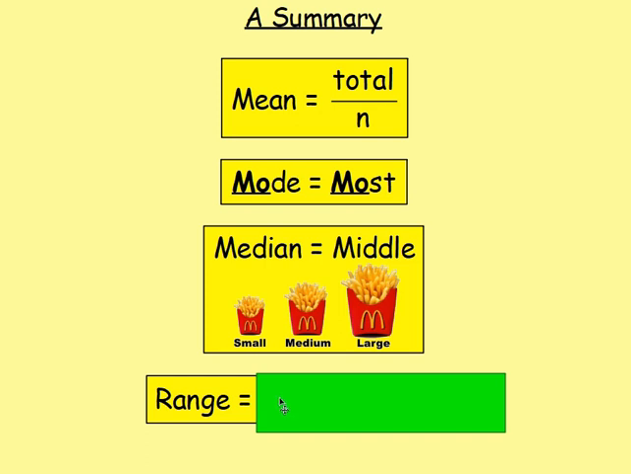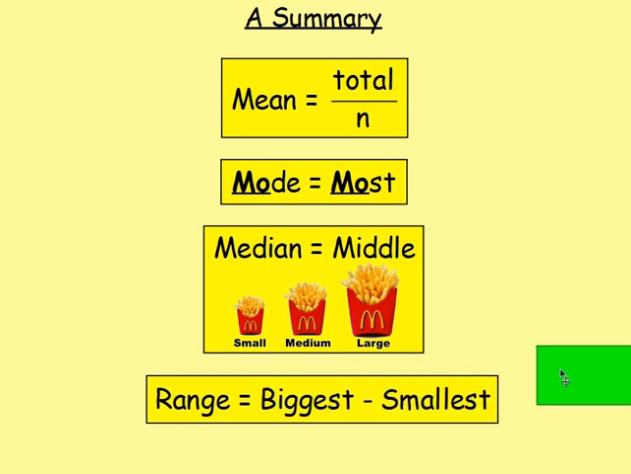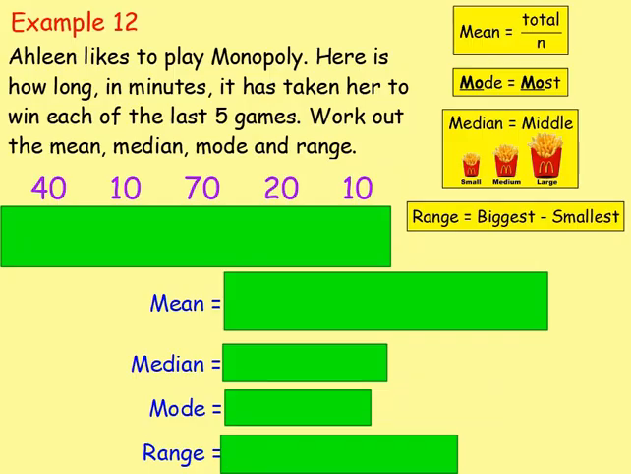And finally, for the range, go on, Sarah. It is the biggest, take away the smallest. Very well done. Let's sum all of them together by taking this example here. Example 12. Aline likes to play Monopoly. She's very good at it. Here is how long in minutes it has taken her to win each of the last 5 games. Work out the mean, the median, the mode, and the range.